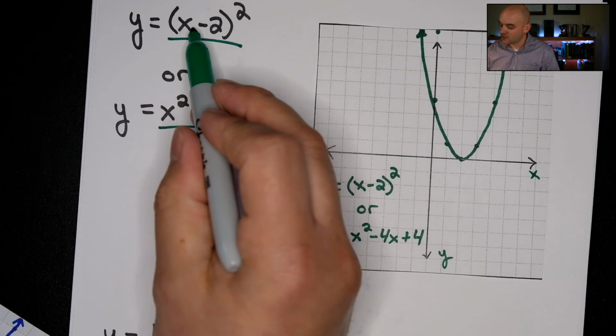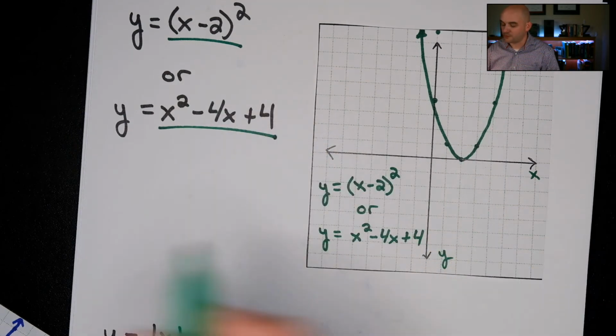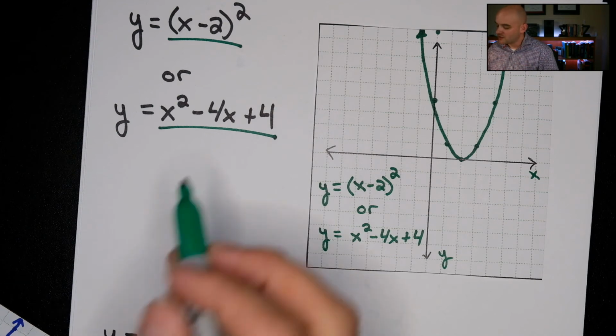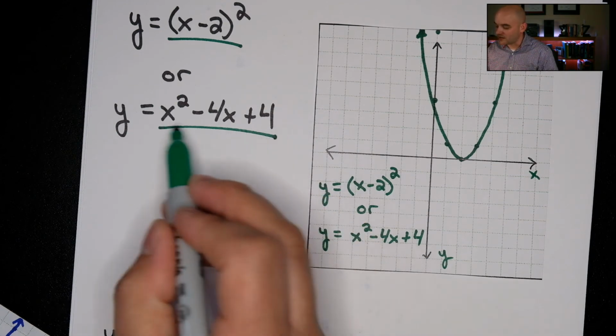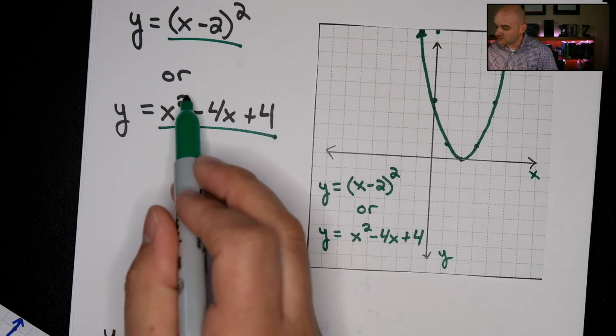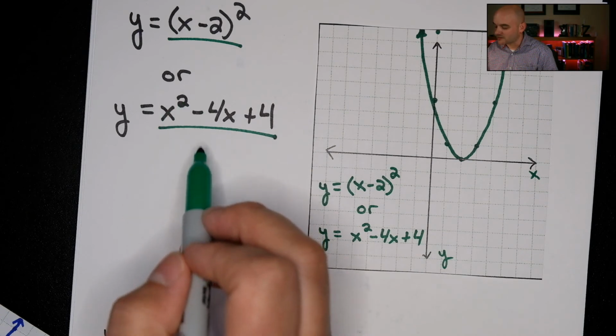I just took x squared, and that means shift it to the right 2. Okay, we'll learn that in the next couple of lessons. This is what you could see it written out as a trinomial, but notice the degree is still 2 here. That's the highest exponent.